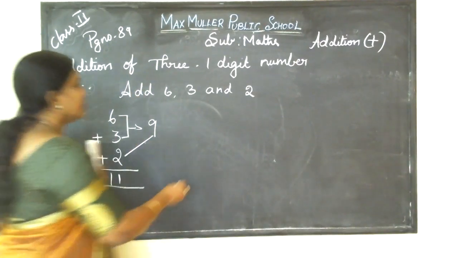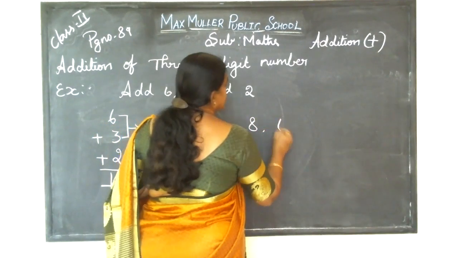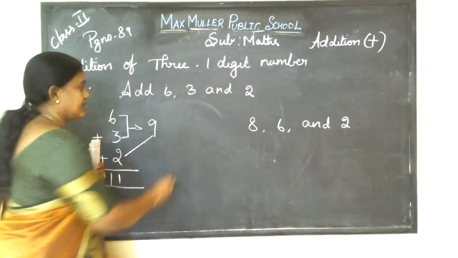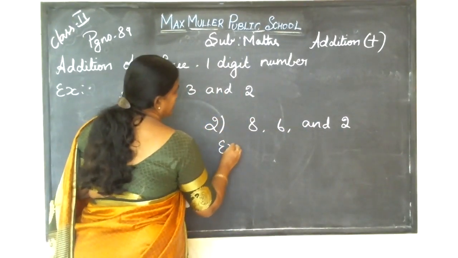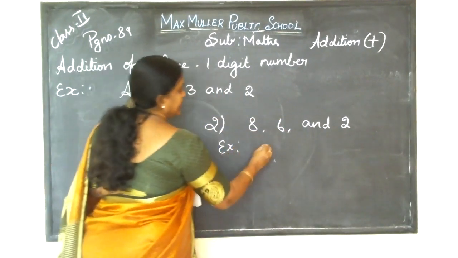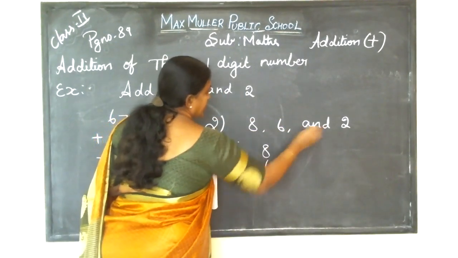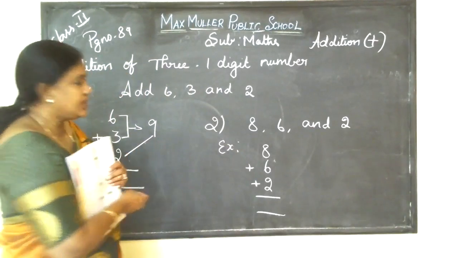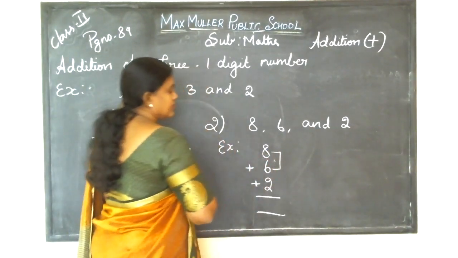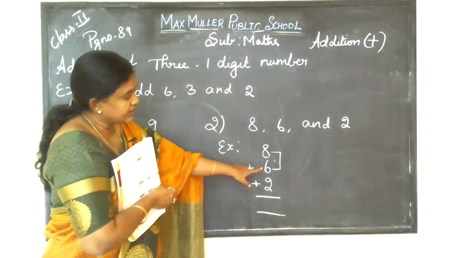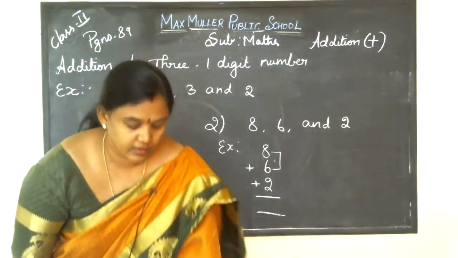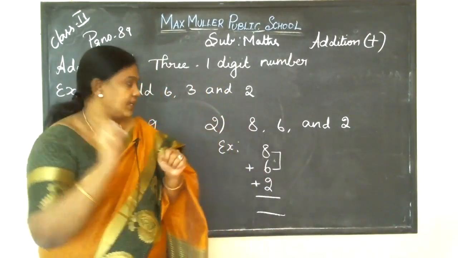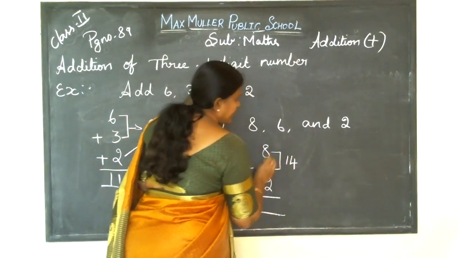Like that only, another one I will give. 8, 6 and 2. First we will arrange that. First number, which number? 8. Second number 6 and 2. Which numbers will we add first? These two numbers we will add. 8 in the mind, 6 on my finger. After 8: 9, 10, 11, 12, 13, 14. See, we get 8 plus 6 is 14.